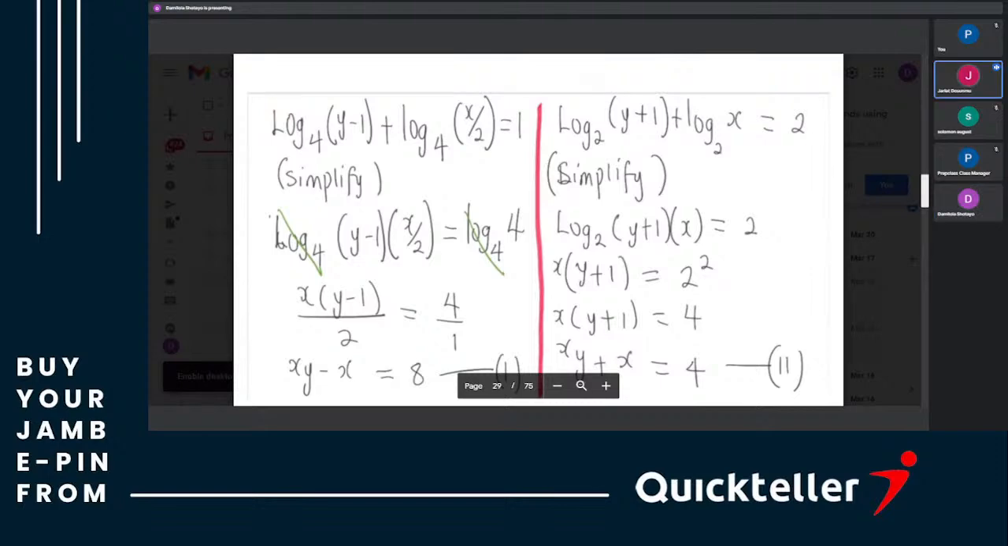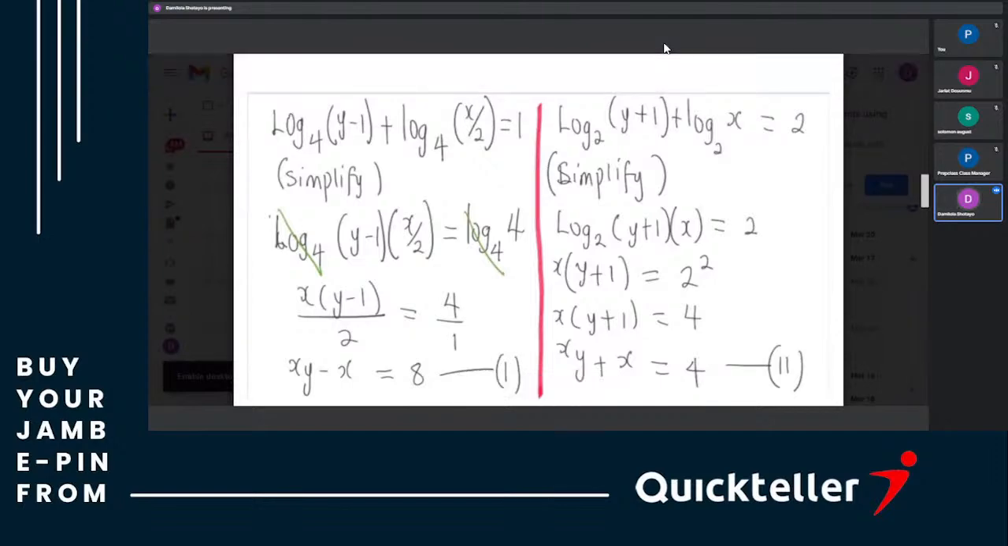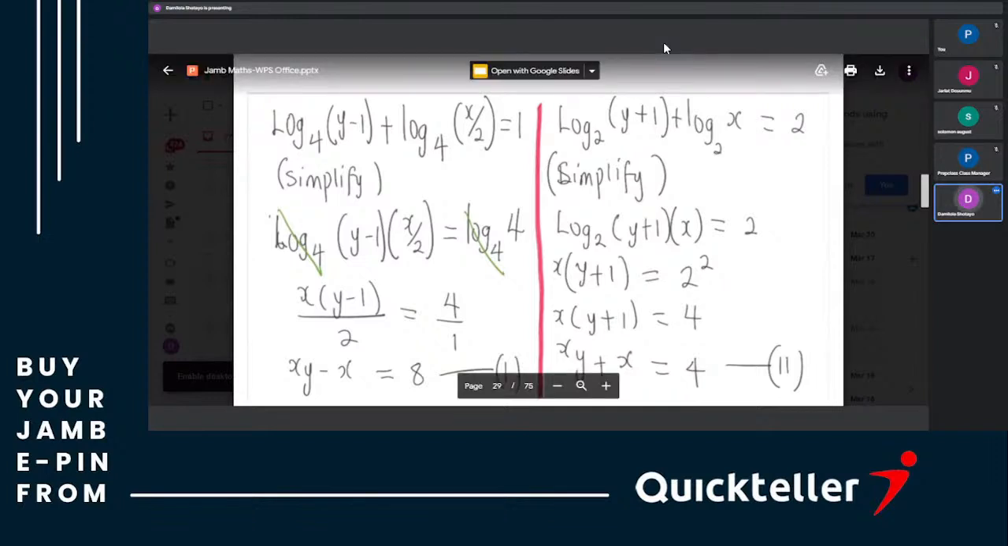No. Okay. Then the second one, log 2 (y plus 1) plus log 2 x equals 2. Now, I told you before that if they are plus, you will multiply. It became log 2 bracket y plus 1 bracket x. Notice that I said that if it is minus also, you will not multiply, you will actually what? Divide. Take note. Okay? Then log 2.